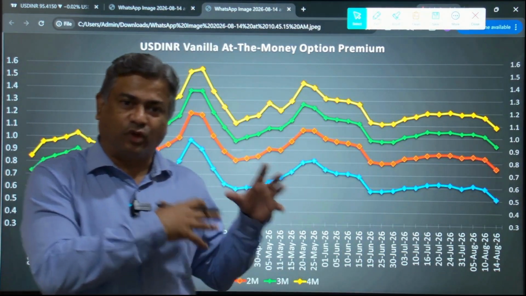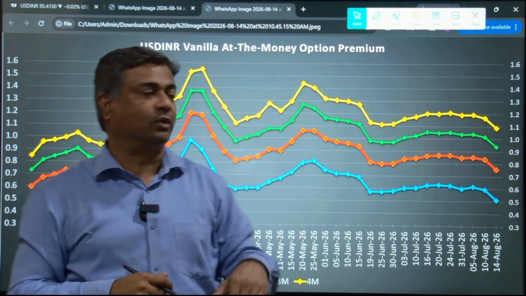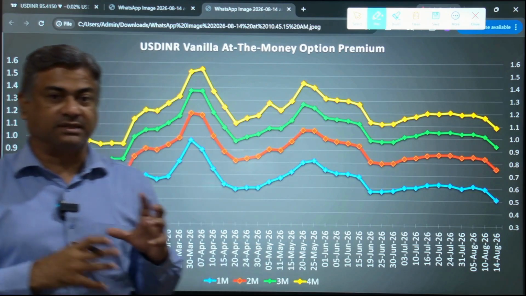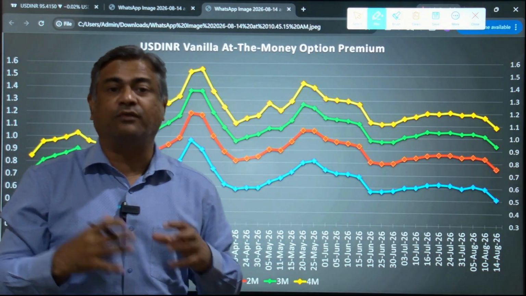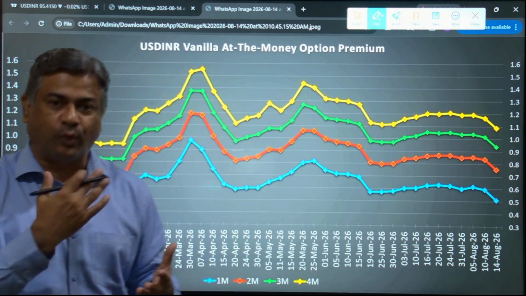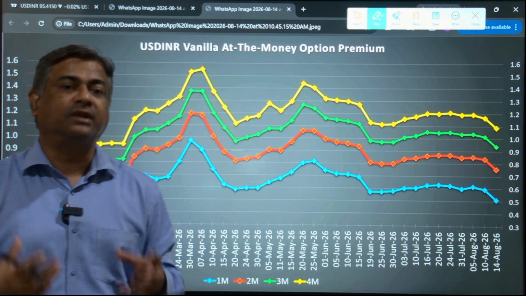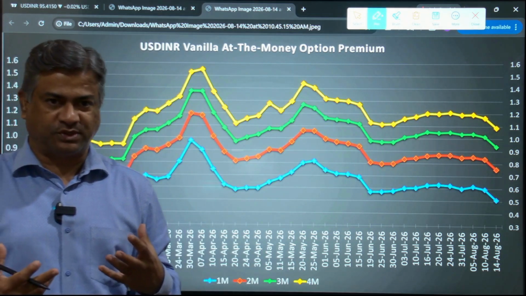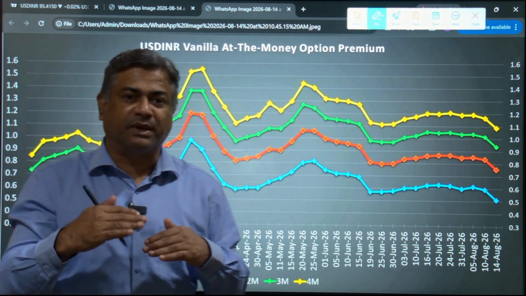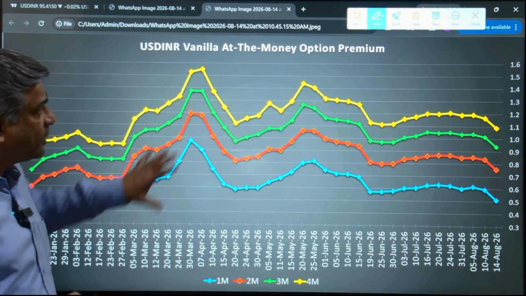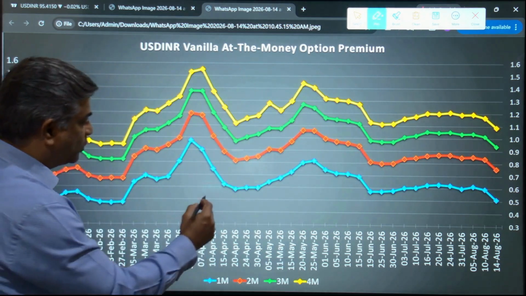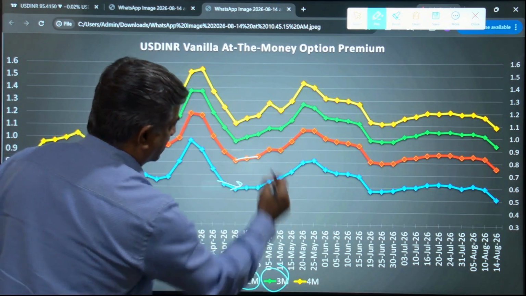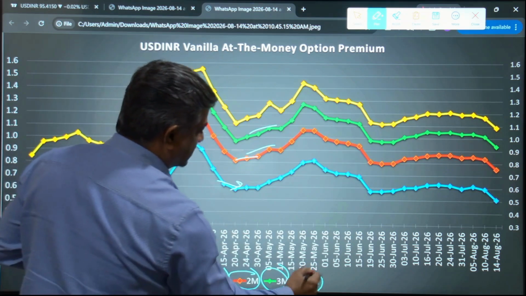Now let me come to the real analysis. We have seen the volatility has reduced, we have seen forward premiums coming down. This chart is for the option premiums. This is not forward premium, this is the cost of an option. If I take a vanilla option for 1 month, 2 month, 3 month, 4 month, then what is the option premium, or what is the insurance cost for taking a vanilla option? And this is at the money, which means strike price is equal to the forward rate. So if you take options for various maturities, the blue line is 1 month, red is 2 months, green is 3 months, and 4 months is the yellow one.